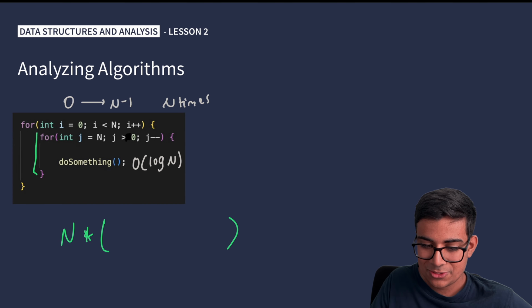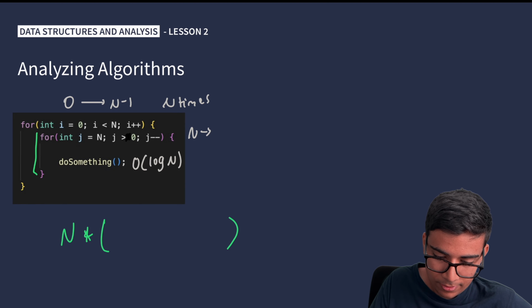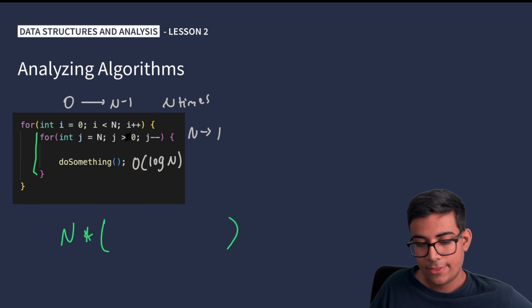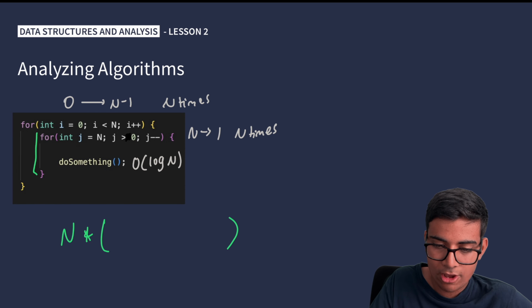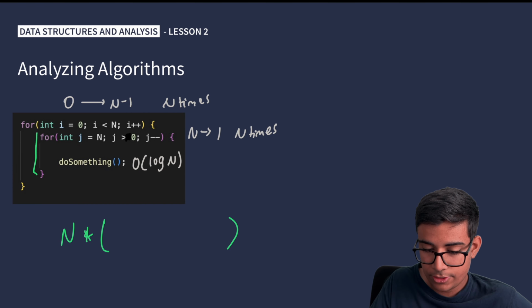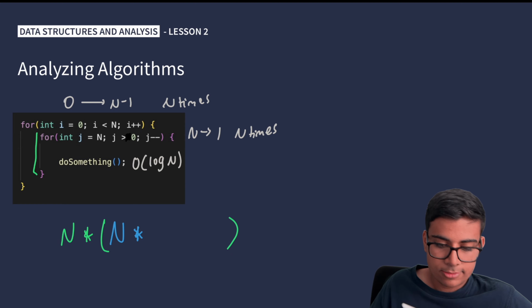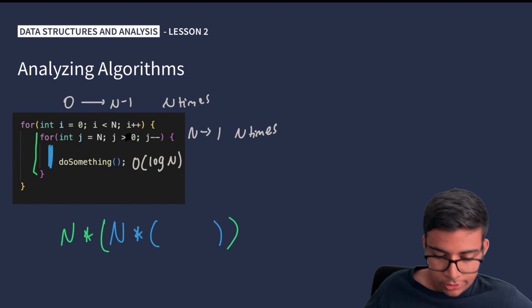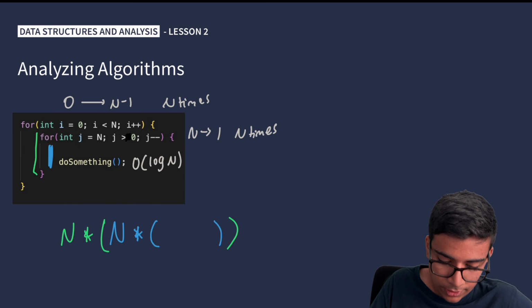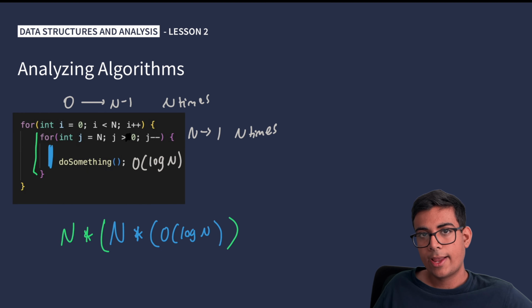If we look at this, we can say that we're running from n all the way to 1, and this is also going to be n times. So I'm going to have n, which is the number of times my outer loop runs, times n, which is the number of times my inner loop runs, and then remember, it's multiplied by the body of that loop. And the body of that loop is going to be this O of log n, right?